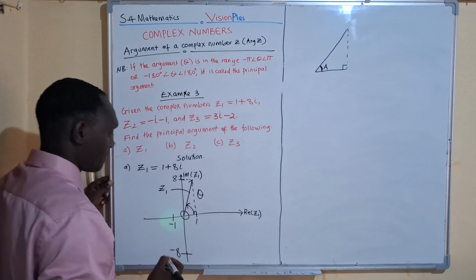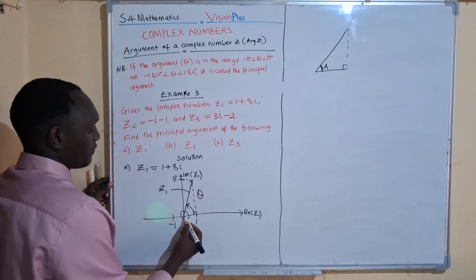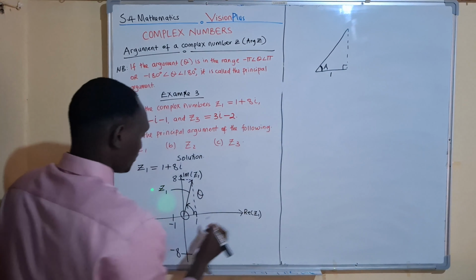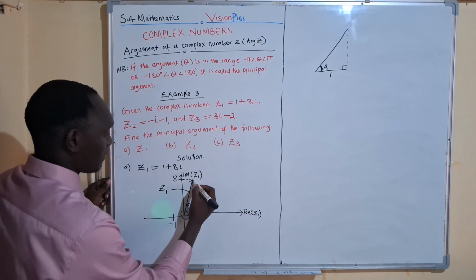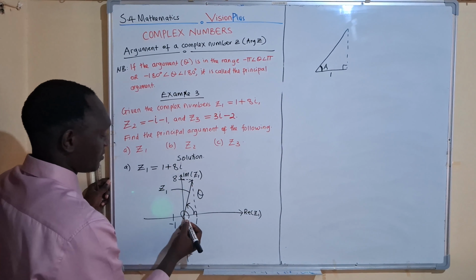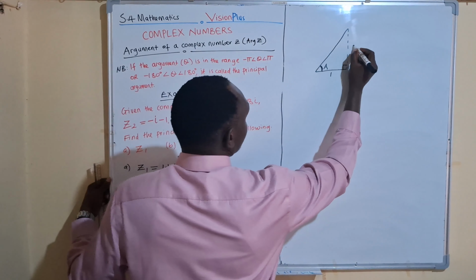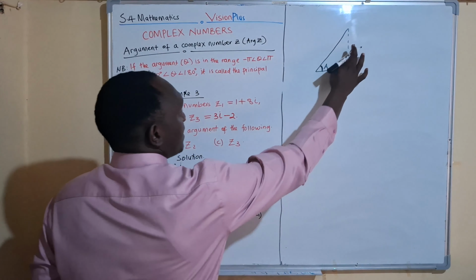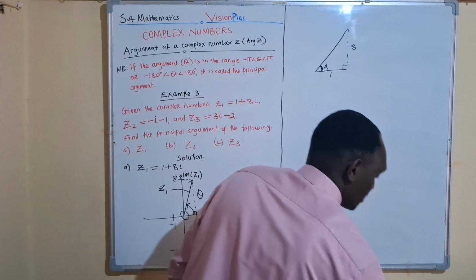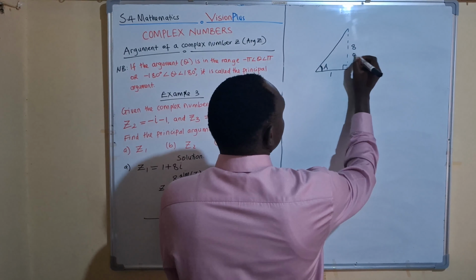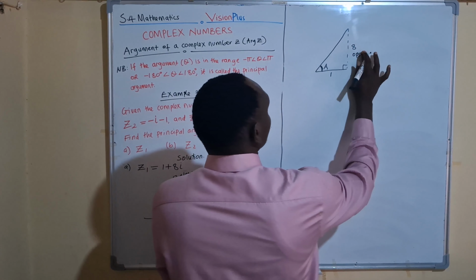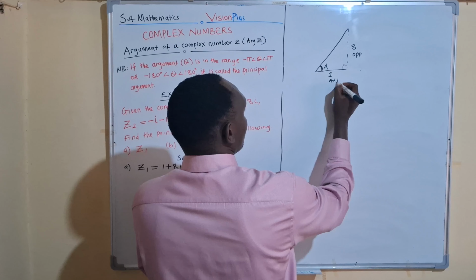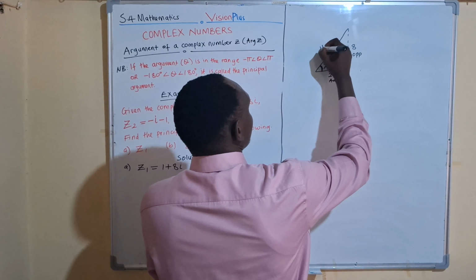From here up to here is 1. From down up to up here is 8, which is the same as from the origin up to 8. So this is the angle. That means 8 is opposite to the angle. This is where the opposite is. And then this one, 1, is adjacent to the angle. This is the hypotenuse, the longer side.